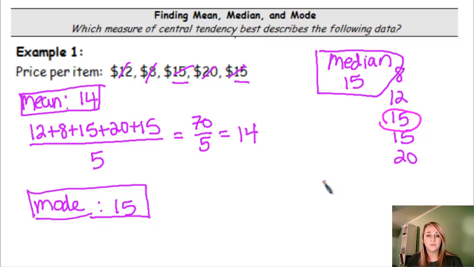Now we have to ask ourselves which measure of central tendency would best describe this data. Well, since they're all pretty well grouped together and there is no outlier, we would end up using the mean, or 14, as our best measure of central tendency for this particular set of data.